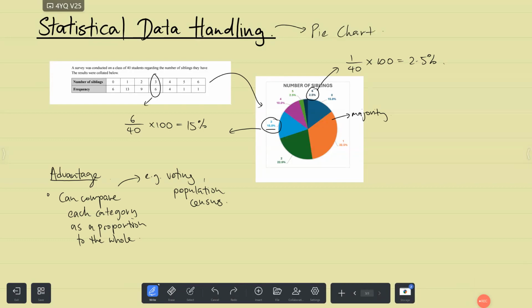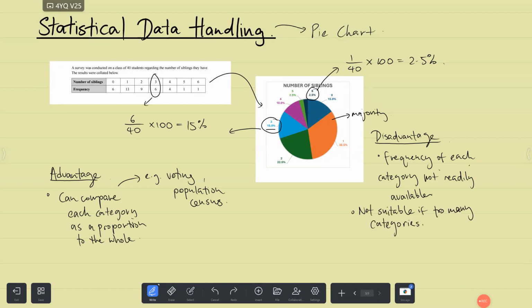This brings us to our disadvantages. Because a pie chart is all about the proportion of one particular category as compared to the whole, the first disadvantage is that you need to understand that we are only concerned about the proportion, not the actual numbers per se. So even here, I have 15% of students who have 0 siblings in the table, or all these percentages, they don't actually mean much in terms of numbers. Do we know how many students have maybe 1 sibling? We don't actually know. All we can tell usually is that it's 32.5%, it's just a percentage of the whole, and we're not actually interested in the actual numbers.